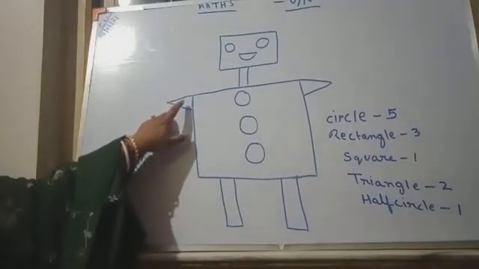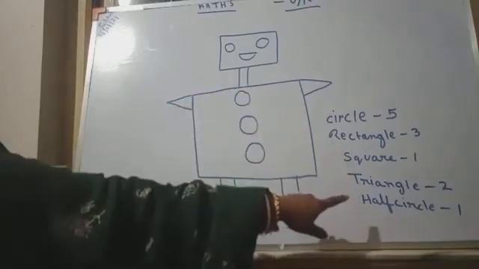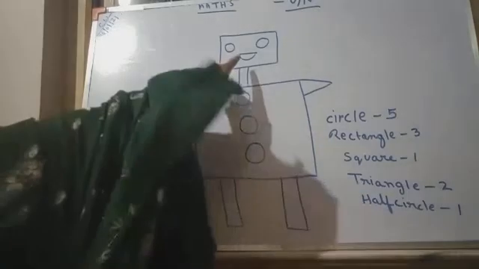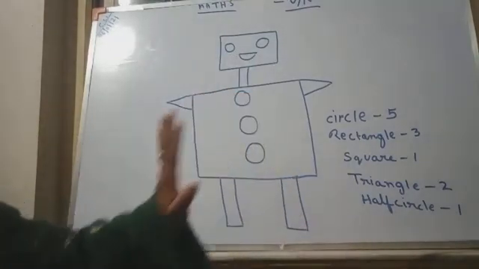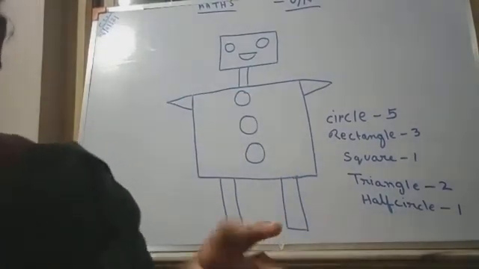How many rectangles are there? See triangle, 1, 2. So I have written 2 triangles. The half circle is 1. And the square is also 1. I will show you one more diagram.